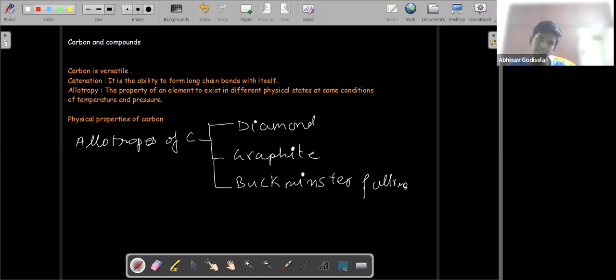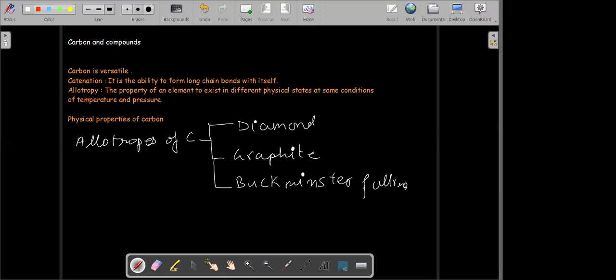Sir, does luster count? Luster, all right. Diamond is lustrous, but graphite is not. Graphite is opaque. Diamond is almost transparent. All right. So these are some of the differences.